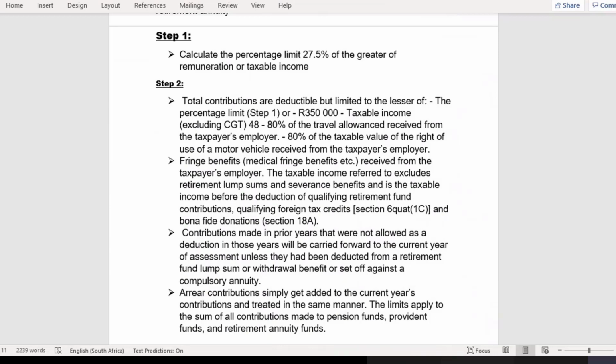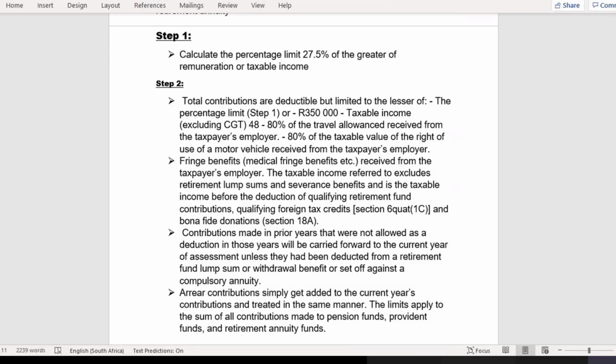So you need to calculate the percentage limit in regards to 27.5% of the greater of your remuneration or taxable income. So like I said, sometimes they want you to calculate the taxable income yourself, and then you have to make an adjustment, or they will give you the remuneration. So if they give you the remuneration amount and the taxable income after you make it, you need to know that you need to take 27.5% towards your taxable income. Otherwise, the remuneration amount might just be given to you.